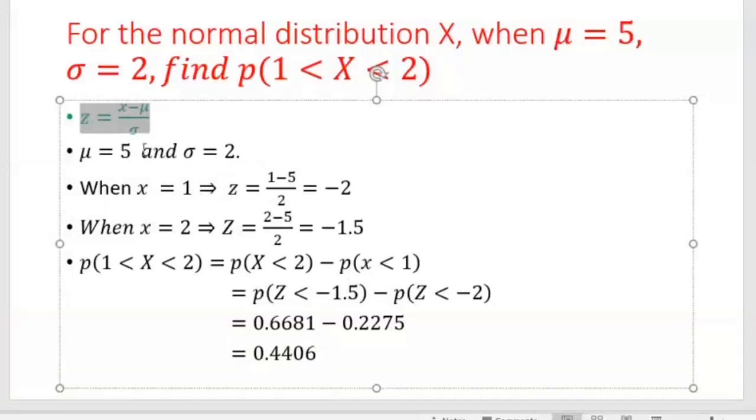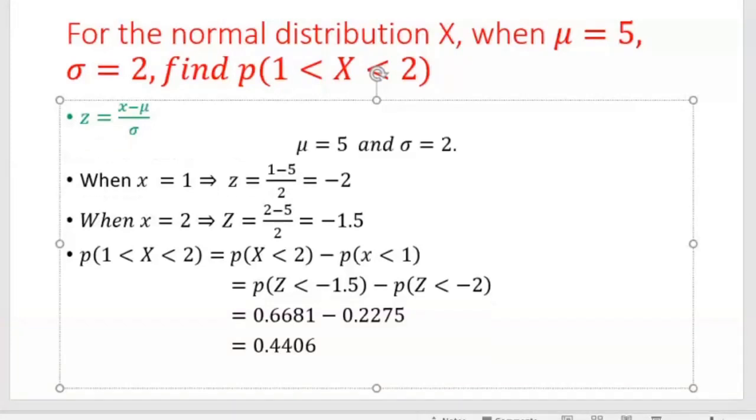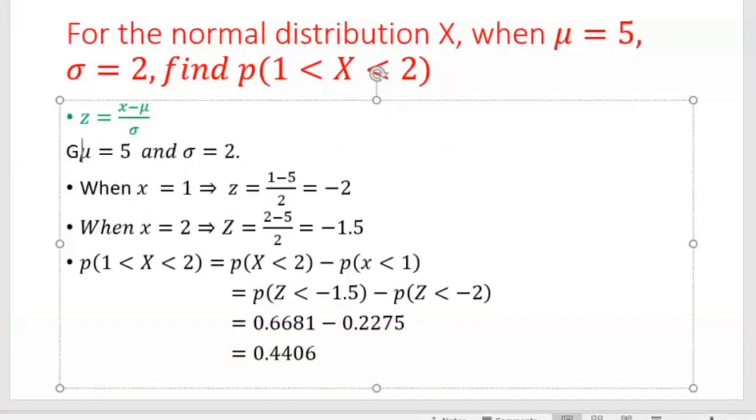Just copy them. Now there are two boundaries, 1 and 2. Take x is equal to 1, find what z is using this formula: z equal to x minus mu by sigma, z equal to 1 minus 5 by 2. This minus is coming from the formula. So when you simplify, take that value. Then again take the second boundary, x is equal to 2, put it here and find what that is equal to: 2 minus 5 by 2, minus 3 by 2, that is minus 1.5.